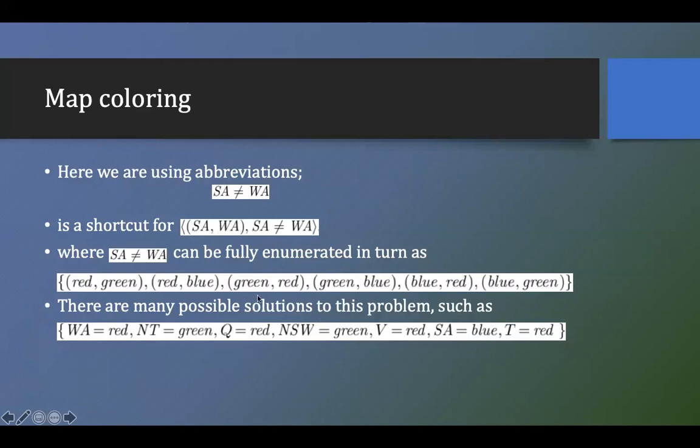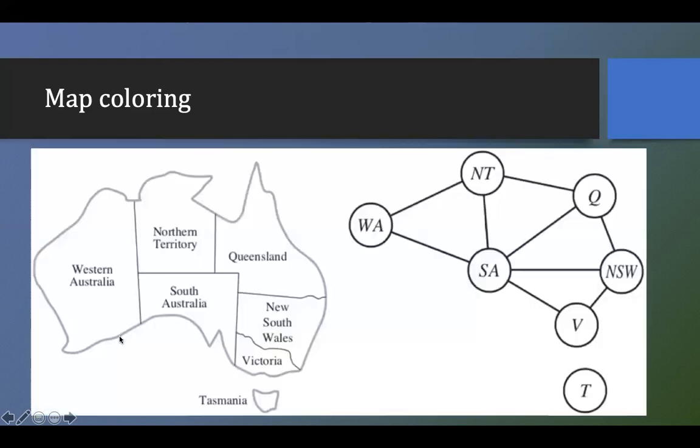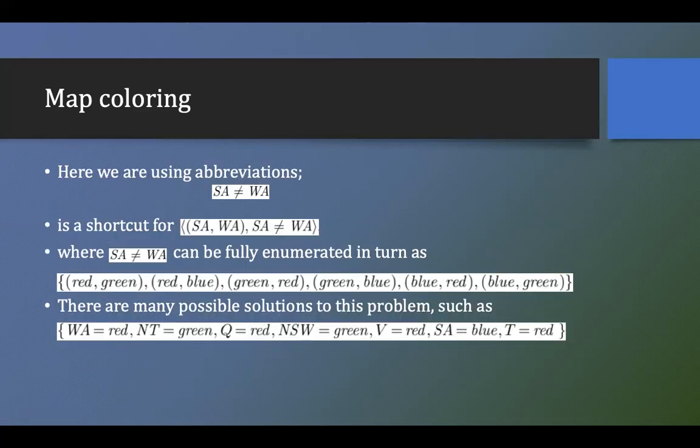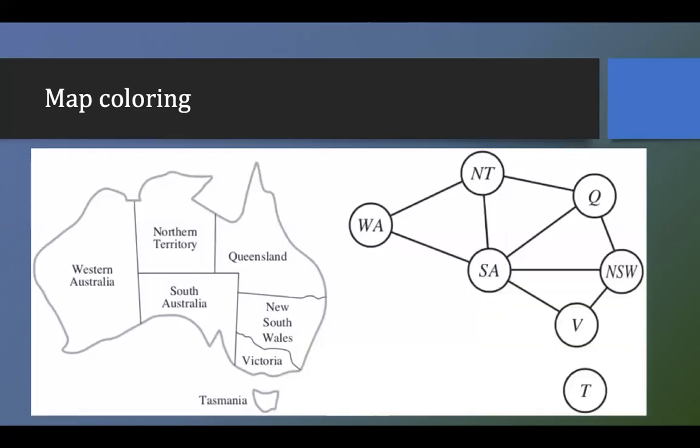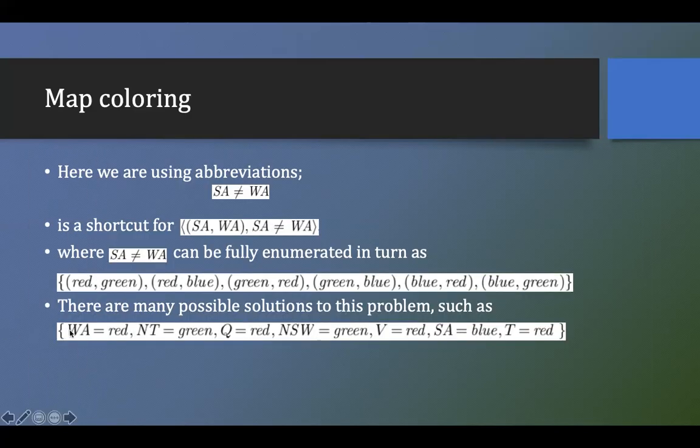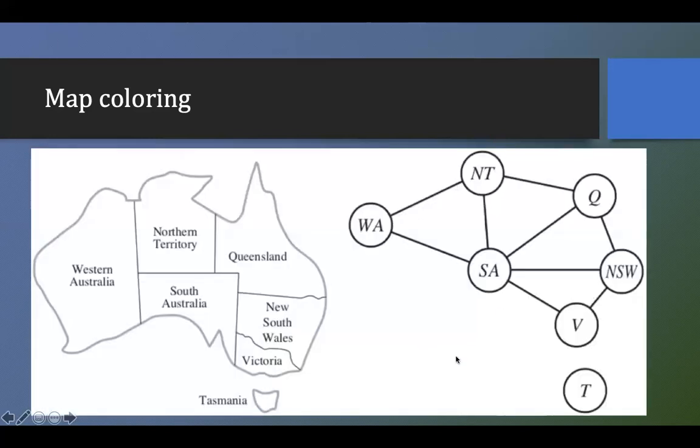One possible solution, keeping this constraint satisfaction in mind, is this. Western Australia is given red, Northern Territory is given green, Queensland gets red, New South Wales gets green, Victoria gets red, South Australia gets blue, and Tasmania gets red. In that way, if we put the colors, the constraints will be satisfied and all variables get a value. So this is a constraint satisfaction problem.